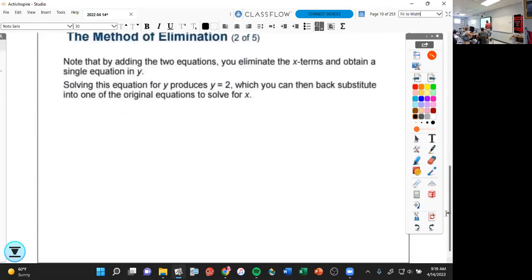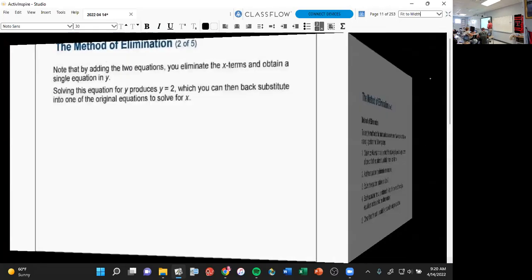All right. So here it says by adding the two equations, you eliminate x, you get 2, back substitute it, off you go. Congratulations, you solved the problem.